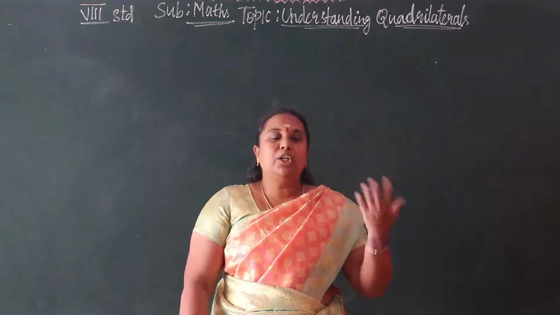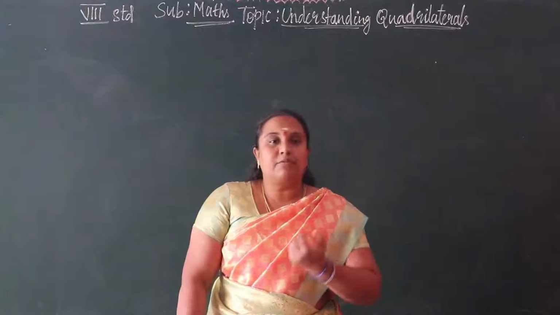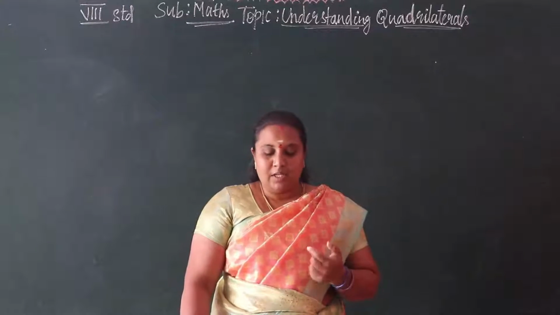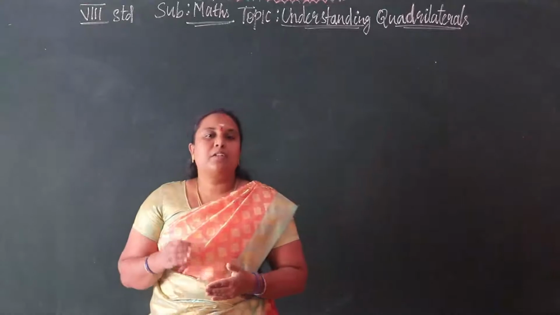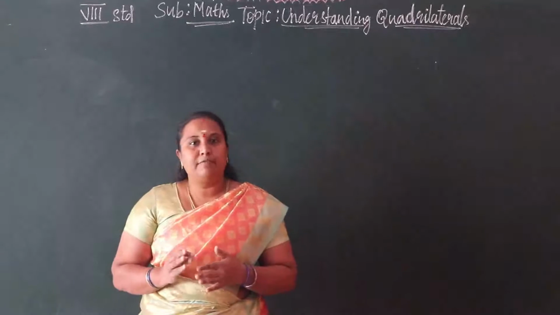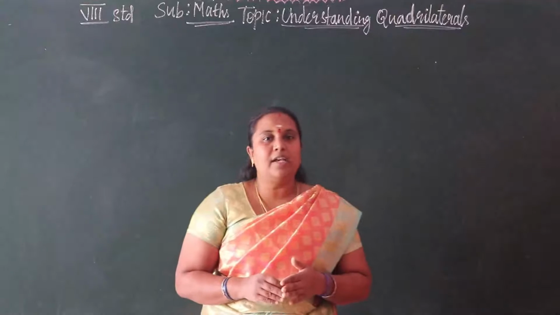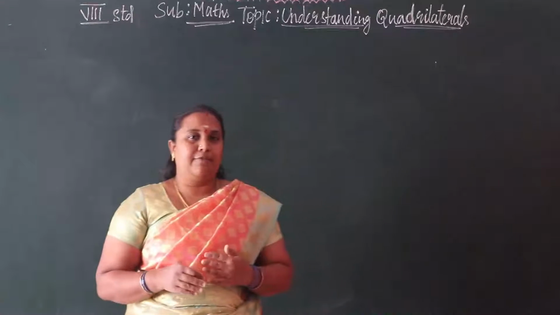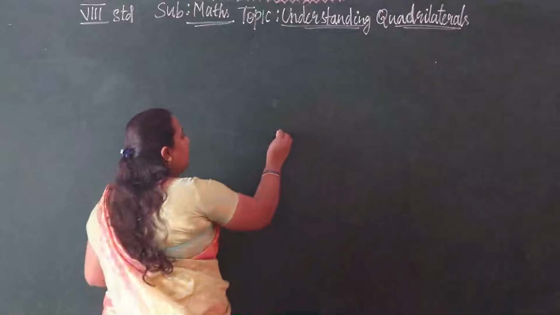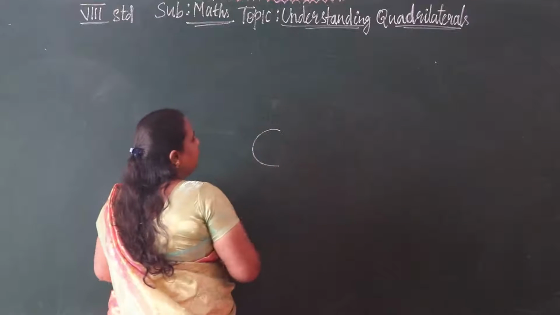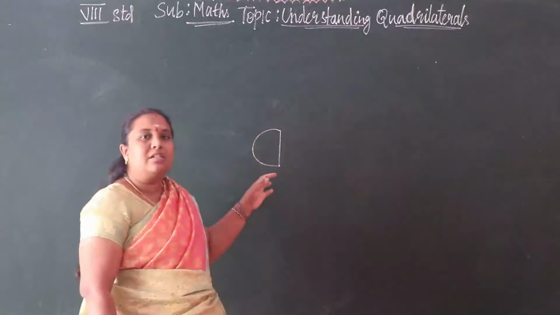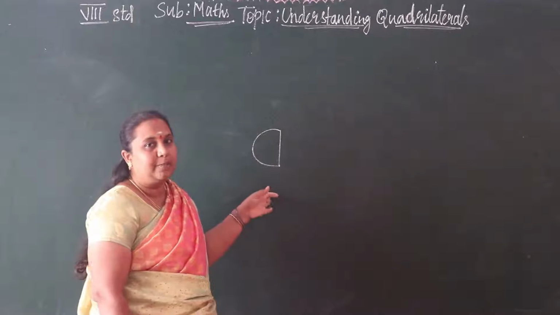Okay, so you read in your earlier classes about curves. Is it right? So open curves and closed curves. We can draw curves and straight lines on a plane surface. So see, this is a curve, and we are closing this curve. Okay, so this is a closed figure.